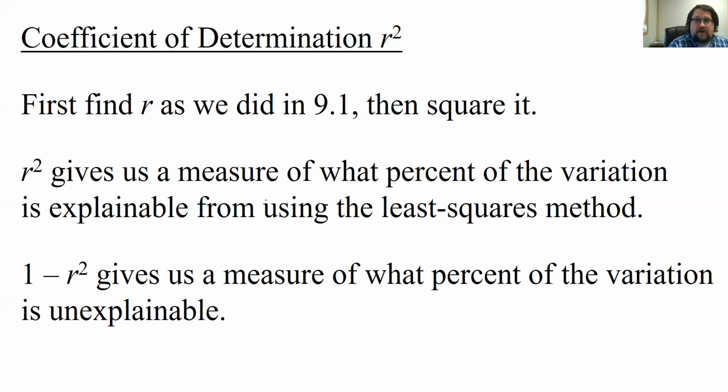Obviously, the bigger R squared is, the better we can say it predicts values versus 1 minus R squared, which is going to be less predictive. Okay, so let's look at 12E. 12E says, find the value of the coefficient of determination. What percentage of the variation in Y can be explained by the corresponding variation in X and the least squares? What percent could be unexplained?